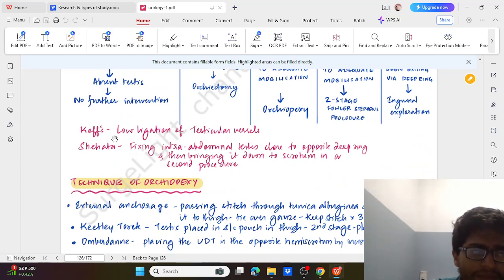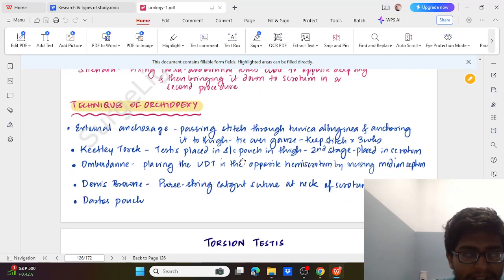Some techniques are the Koff, which is low ligation of the testicular vessel, and the Shehata technique, where there is fixing of the intra-abdominal testis close to the opposite deep inguinal ring and later bringing it down to the scrotum in a second procedure. Then we have techniques of orchidopexy. There is external anchorage, where a stitch is passed through the tunica albuginea and anchored to the thigh, tied over gauze, and kept for 3 weeks.